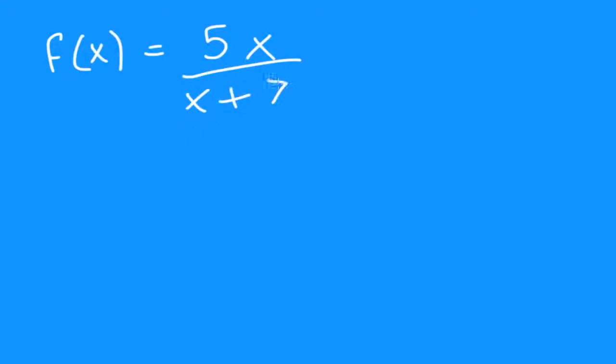We have f of x equals 5x over x plus 7. How do we find the domain? Well, we just say what number makes this equal to 0? Negative 7. Negative 7 plus 7 equals 0. So negative 7 is your domain.